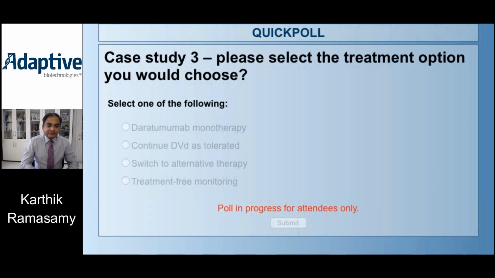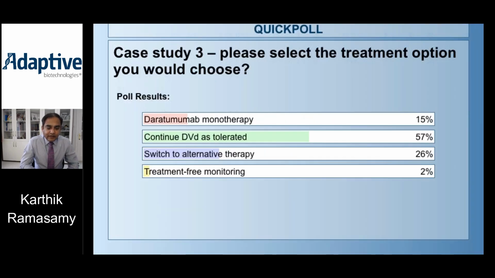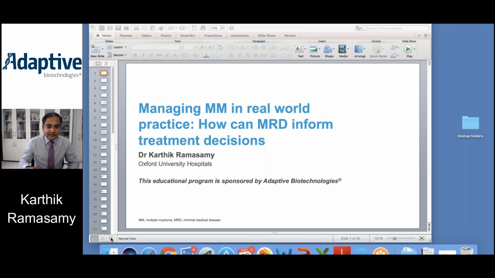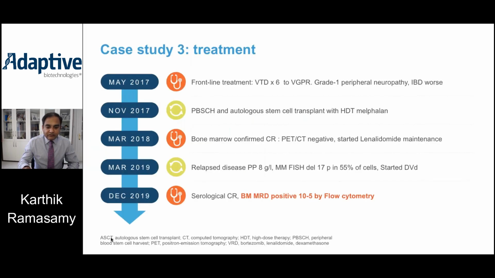Let's look at the results. Clearly, a proportion of you would switch to alternative therapy because you don't like the look of the fact that she's still MRD positive. But clearly, some of you have moved from just doing daratumumab monotherapy to continue DVD as tolerated because as a triplet combination, it is probably more effective and potentially could even achieve MRD negativity in this particular patient. So clearly, as we can see, use of MRD positive tests also guides decision making in a patient who's achieved a complete response.